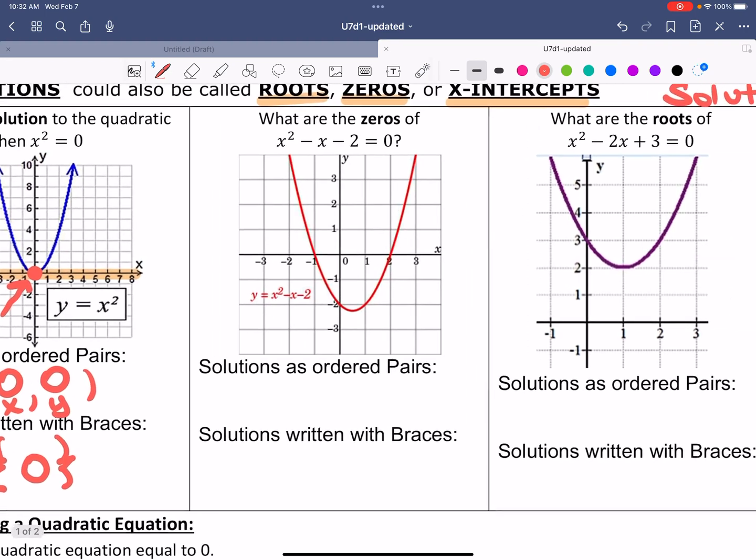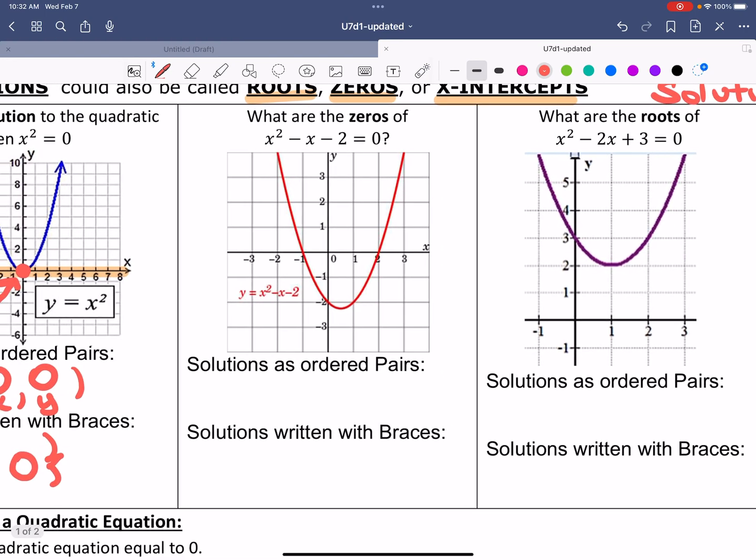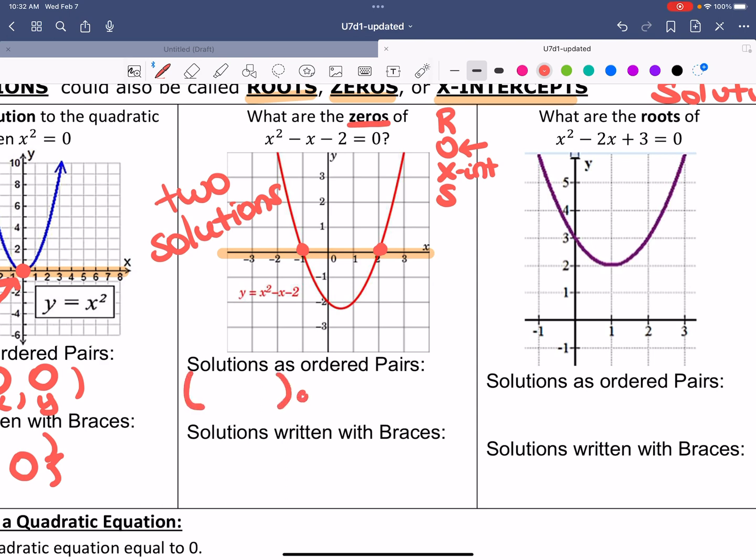All right, let's take a look at the second quadratic. The question says, what are the zeros of x squared minus x minus 2 equals 0? Again, whenever you see that word zeros, you think of ROXS. Zero is on our list, and that's just another way of saying, find the x-intercept. So you look at your x-axis and find the points of intersection. We call these x-intercepts. You can see that this one has two solutions because it crosses at two different locations on the x-axis. Because there's two solutions, you're going to have two different ordered pairs.